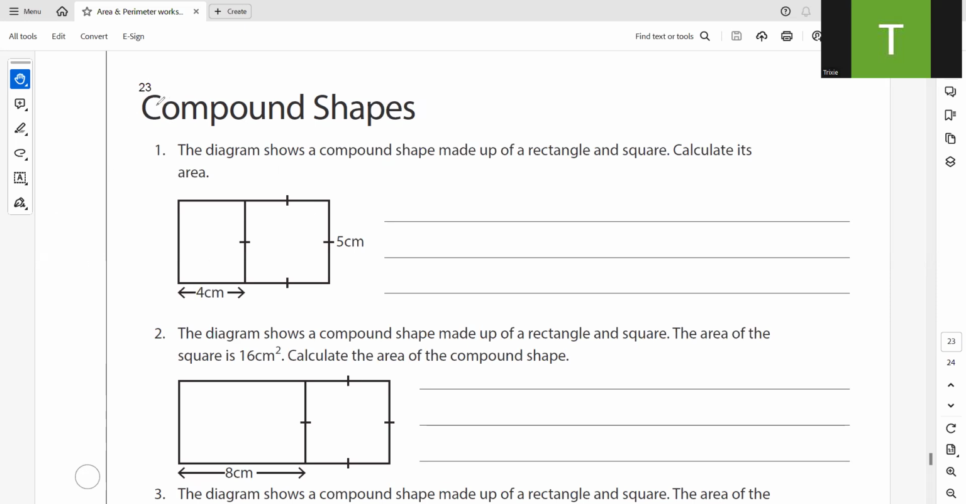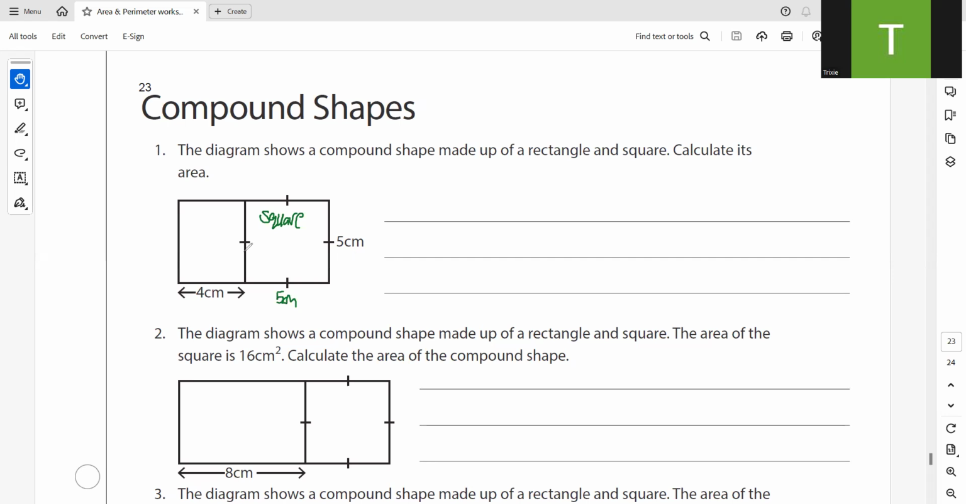Now I'll start on page 23 first. For the first question, the diagram shows a compound shape made up of a rectangle and square. Calculate its area. You can know that this is a square, and a square has a characteristic which is that all the sides are the same, and it's given here that it's 5 cm, so here is also 5 cm.